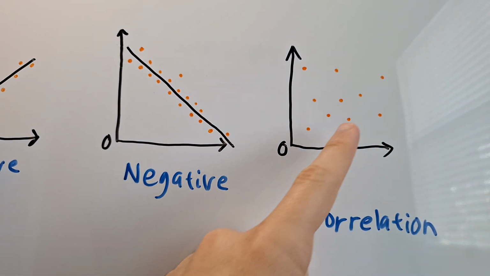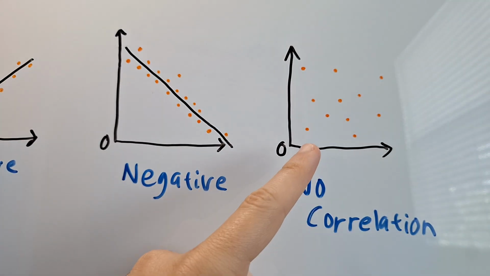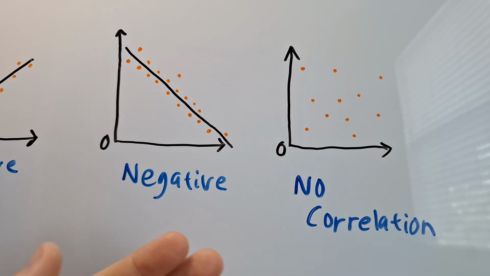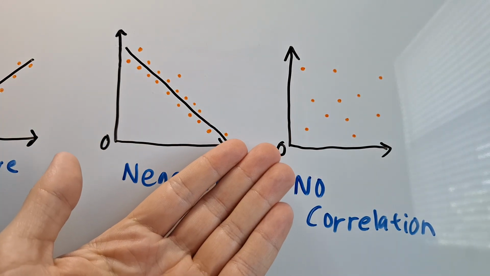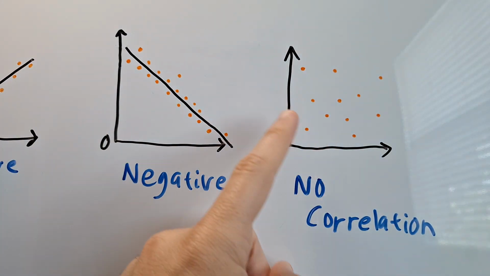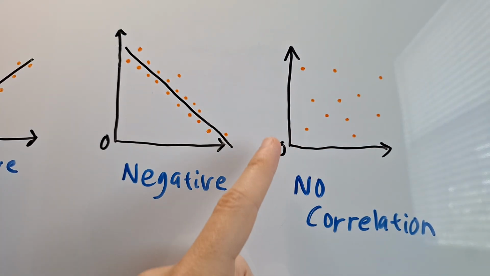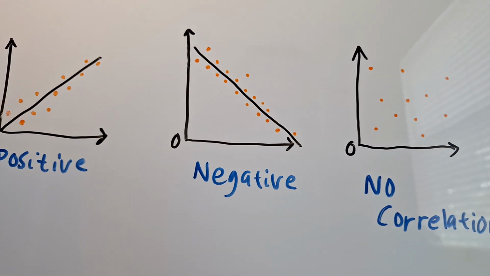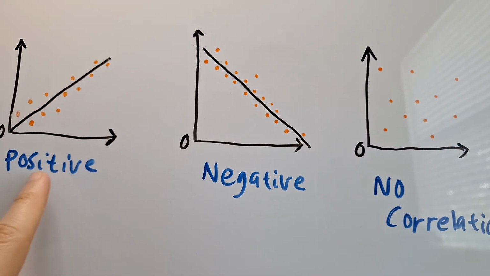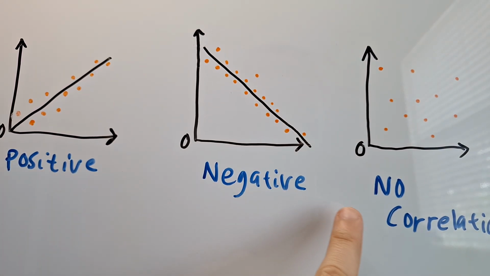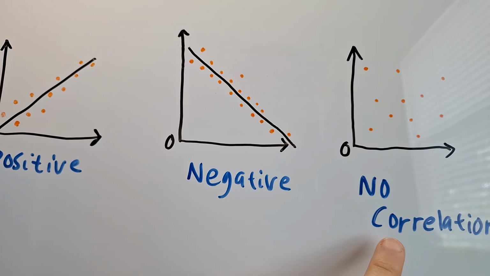If I try to connect or try to find some way that all this data is related, I'm not going to have a line that goes up or goes down because there's no relationship between the values of these and then whatever these horizontal and vertical axes will represent. So those are your 3 types of correlation: positive, negative, and then no correlation at all.